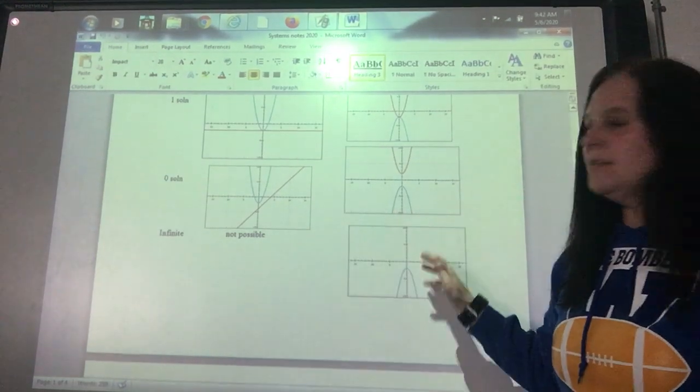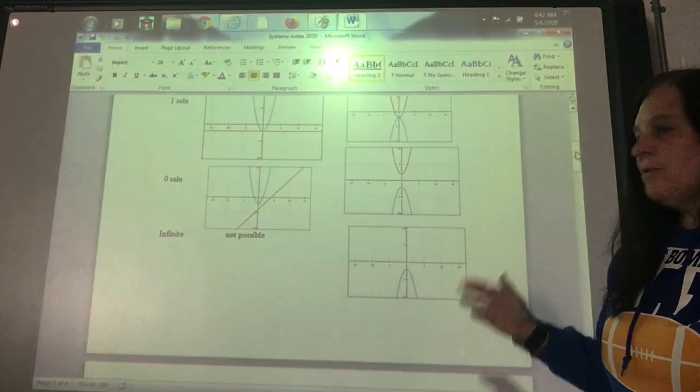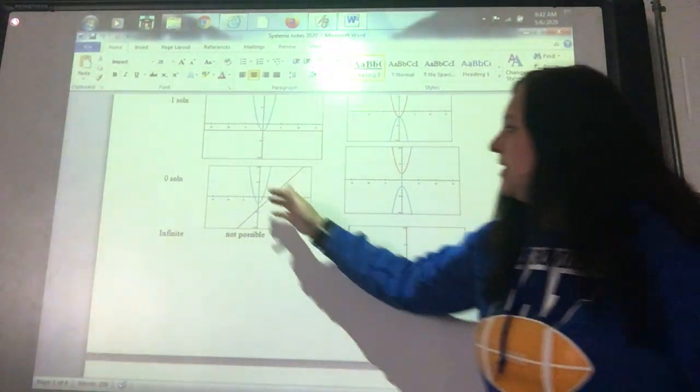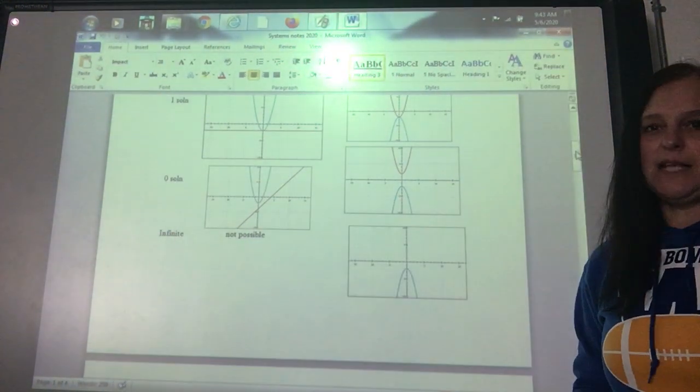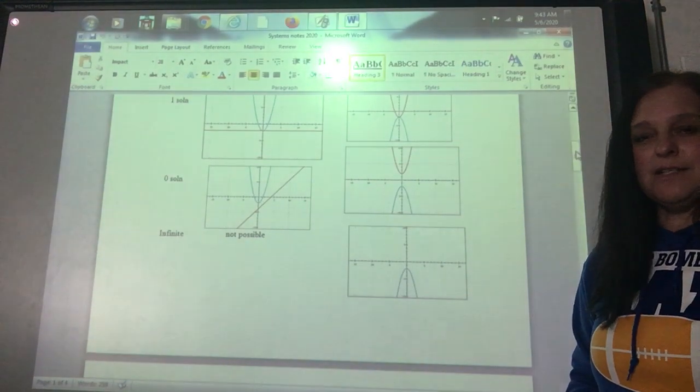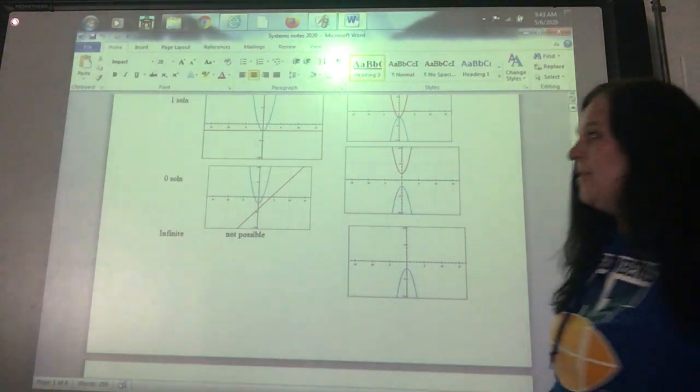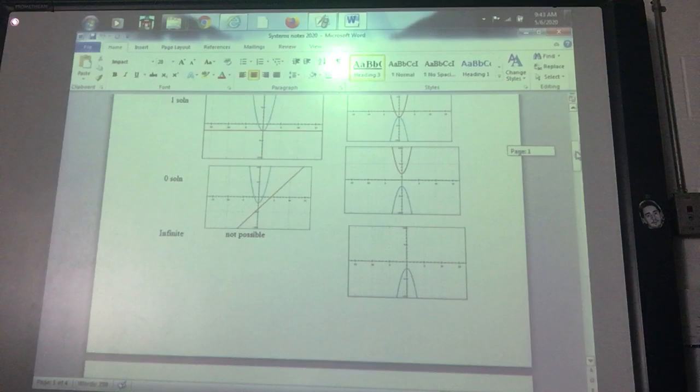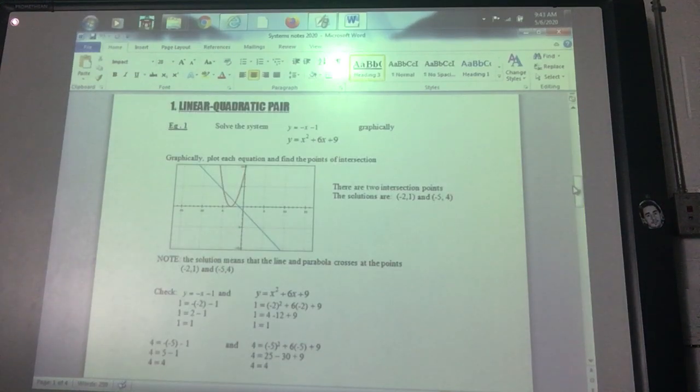We learned about solving systems by graphing. Last year, it was always 2 lines at a time. Now we're just doing a line with a parabola or 2 parabolas. That's it. So like I said, should be a nice, real easy unit. Absolutely nothing new in this lesson today. So I have 2 examples in your notes.